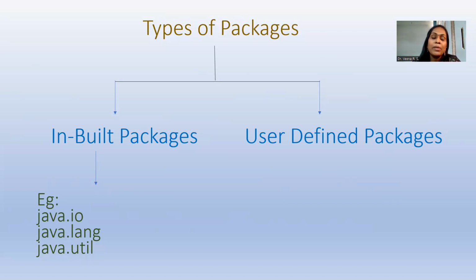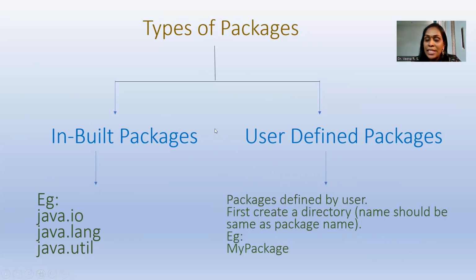Just with an example, suppose all mathematical functions will be stored in the math package. All input output related classes will be stored in the IO package. All the utility related classes will be stored in the util package. And all the lang related classes, like in the previous example you have seen, exception, arithmetic exception and all those, are predefined classes stored in packages. So these are called inbuilt packages, but you can also create your own package, and that package is called a user-defined package.